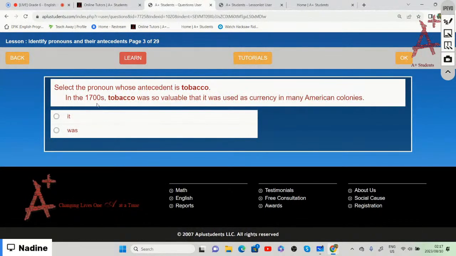In the 1700s, tobacco was so valuable that it was used as currency in many American colonies. So we need to select the correct answer. Is it being the pronoun, or was being the pronoun, that refers to the tobacco? If it refers to tobacco, then we're going to say it is it, not was.